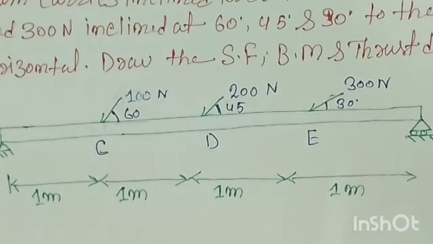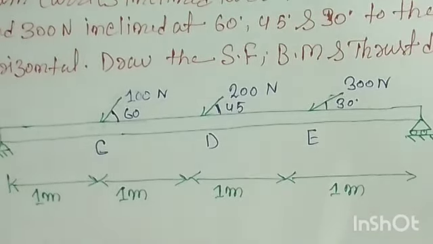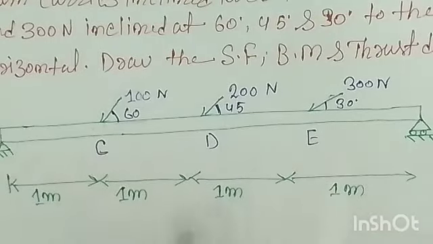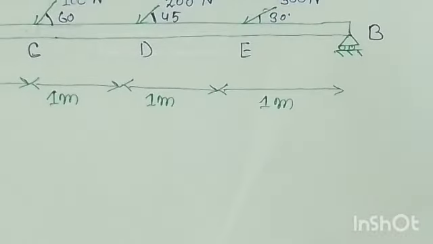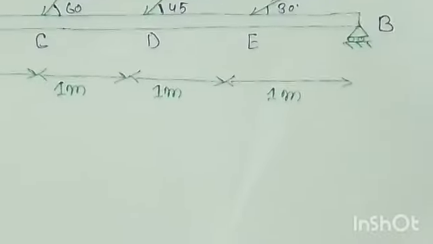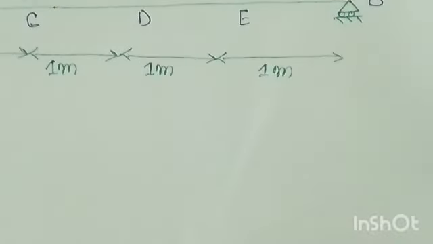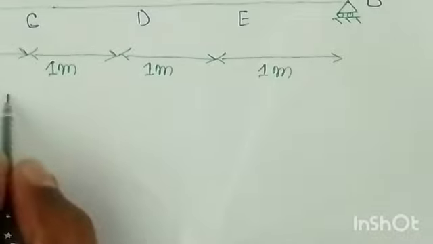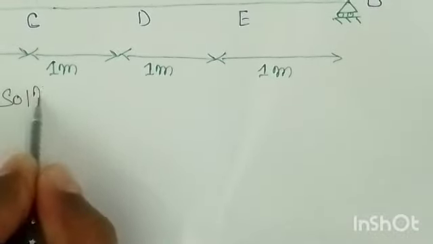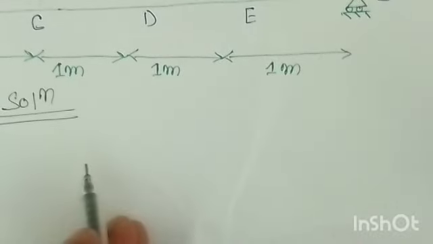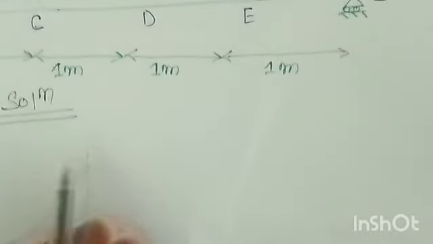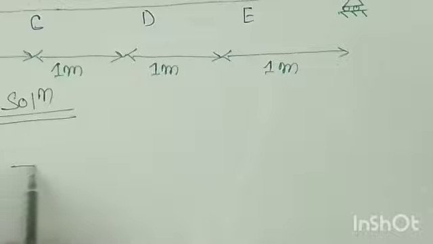For simplicity, we will draw this figure again and then resolve these forces. So your solution is here. Let's say this is the solution. We have a beam, and that beam has a length of 4 meters.